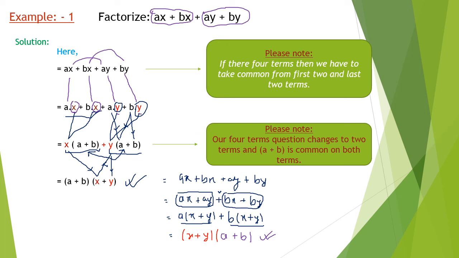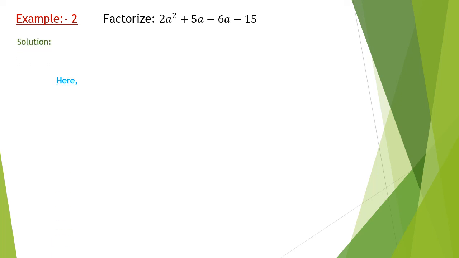And there is one more example for you. You can pause the video. Now let's see, 2a square plus 5a minus 6a minus 15. Now this is the question, and it is a little bit different from the previous one.